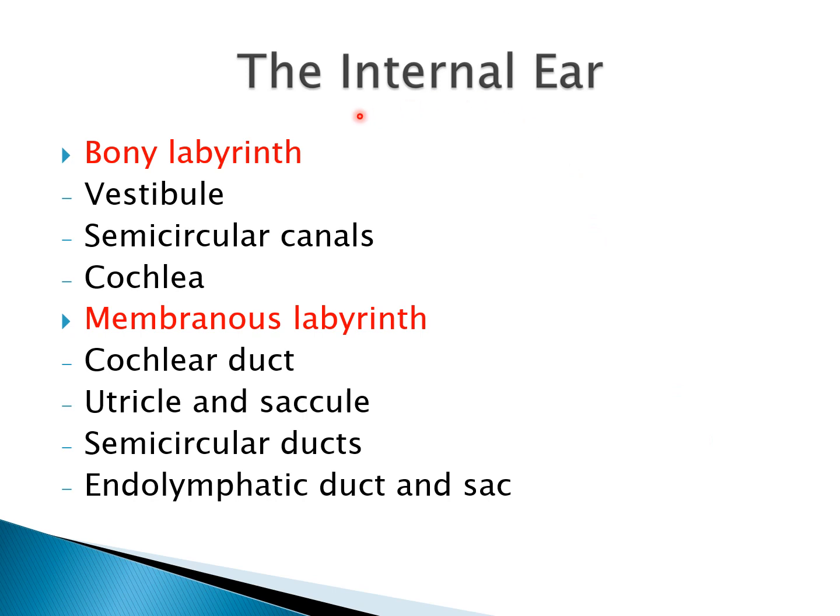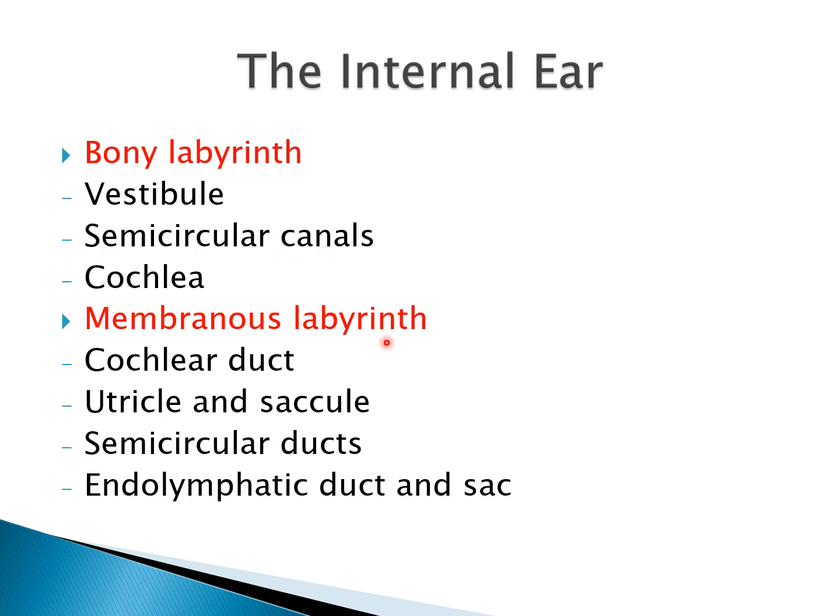So inner ear is also called internal ear. Internal ear or inner ear, it is divided into two parts. One is the bony labyrinth and the other one is the membranous labyrinth. So when we are talking of labyrinth, we are dealing with inner ear. So bony labyrinth, it has three parts: a central chamber which is called vestibule, then three semicircular canals and cochlea.